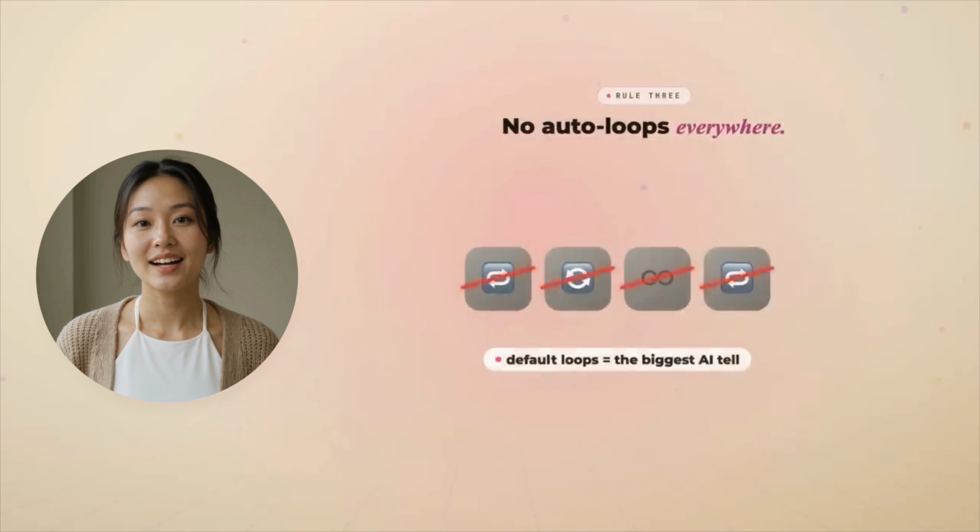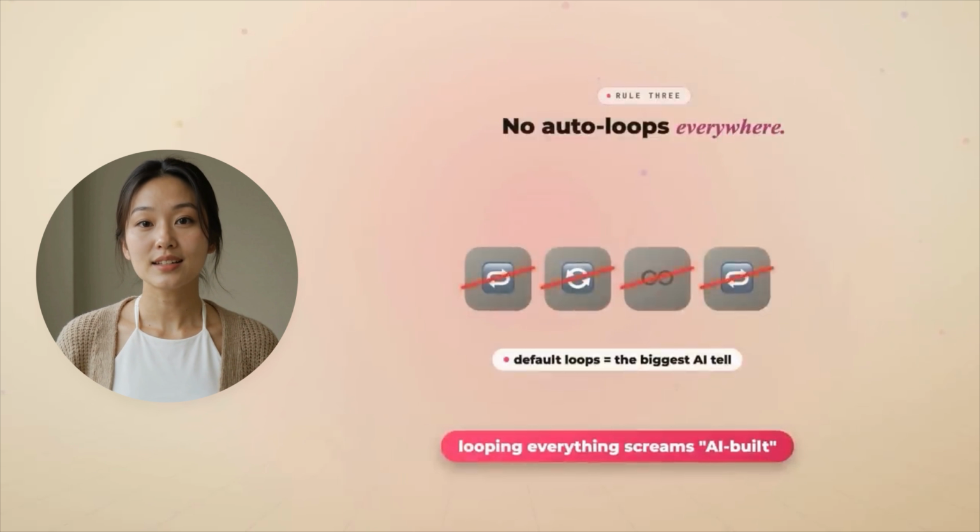Third, avoid unnecessary auto-looping. Endless loops are one of the quickest ways to make a website feel like an AI demo. The formula is simple: generate the footage first, design the website around it. Then use Claude Code to turn those clips into interactive experiences. You can apply this workflow to almost any website concept.